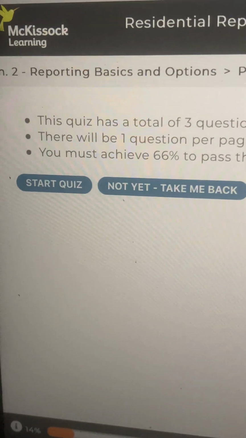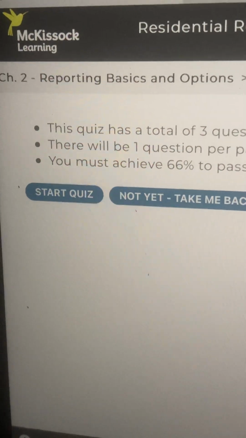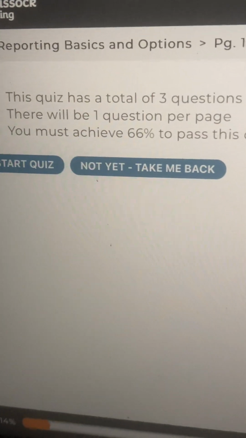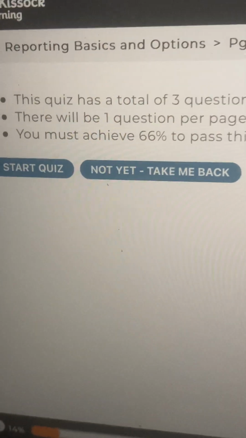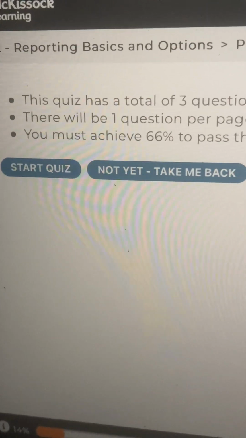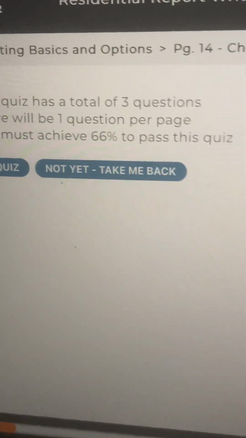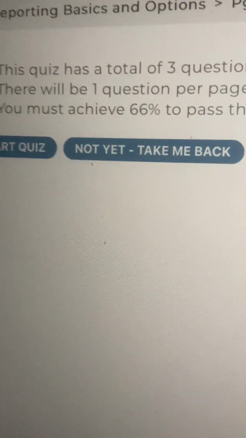Page 14. Quiz. This quiz has a total of 3 questions. There will be 1 question per page. You must achieve 66% to pass this quiz. Start quiz.